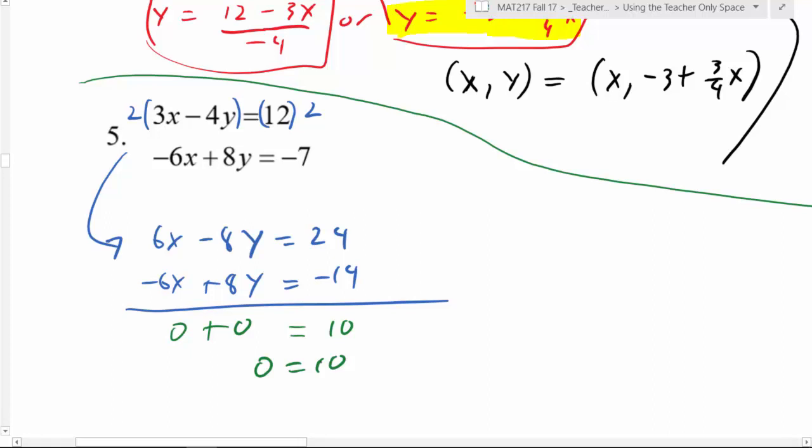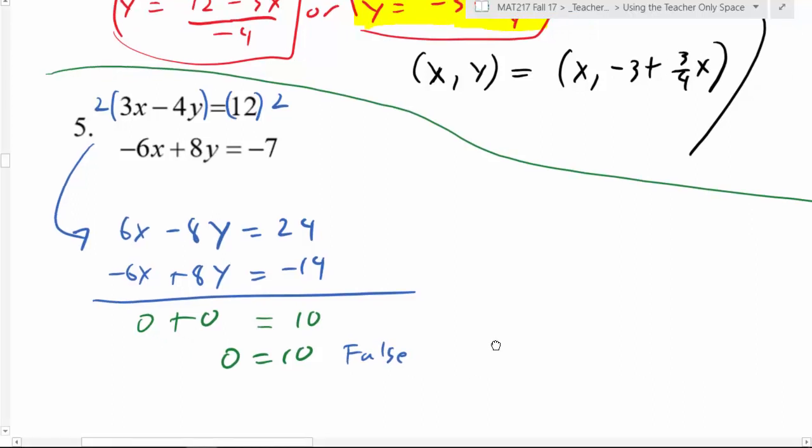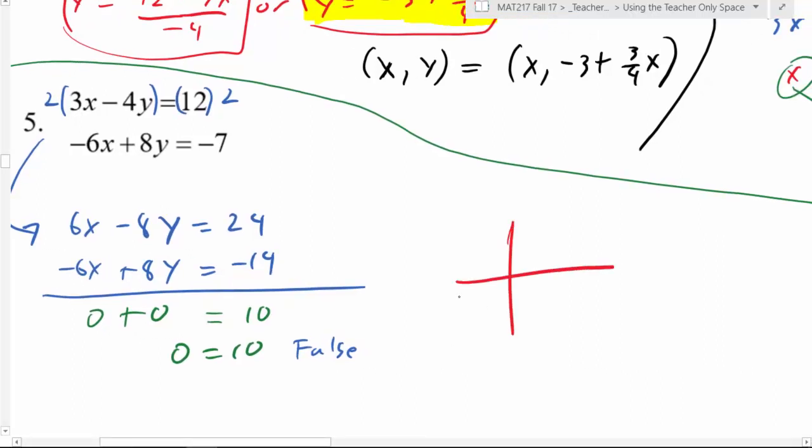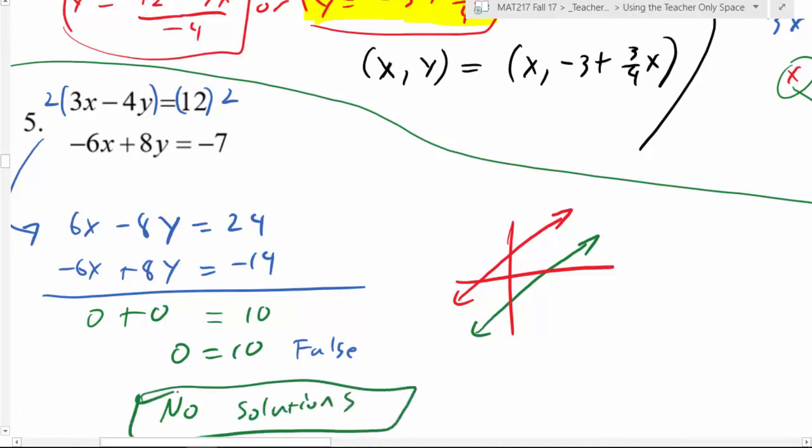How is this different from the previous problem? Well, the previous problem was a true statement, 4 equals 4, 0 equals 0. This one is 0 equals 10. That's false. So what does it mean that it's false? If you were to graph this, I'm just going to freehand it, you would see one line and another line that are parallel, which means they have no solutions. They have no points of intersection. So therefore, this one we would say no solutions. And that's as easy as that one goes. No special notation, nothing special on that one.